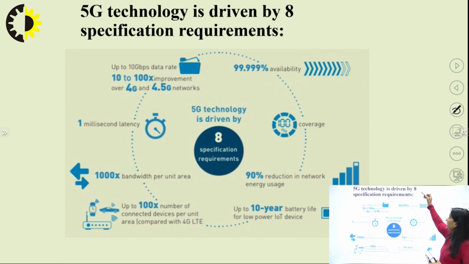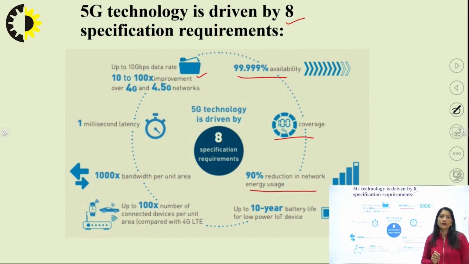Basically we can say that 5G technology is driven by 8 specification requirements. Starting from the first, the data rate: expected data rate up to 10 Gbps, which is a 10 to 100 times improvement over 4G and 4.5G networks. 99.99% availability of the network is another requirement. Then 100% coverage is another requirement. Then 90% reduction in network energy usage.